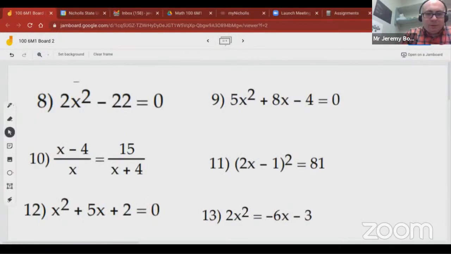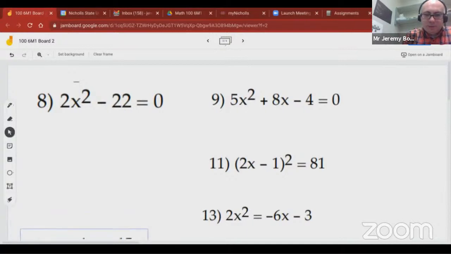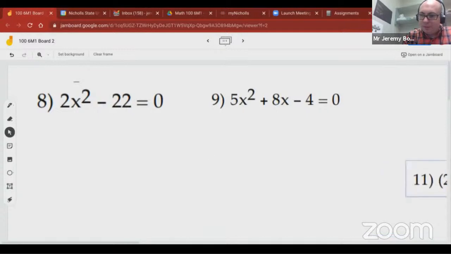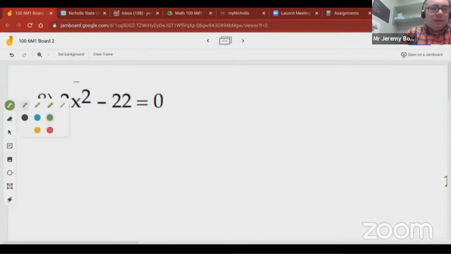All right. So first things first, and this first one could be tough even. It doesn't really fit a lot of stuff we did, but it looks simple. I think it's kind of deceiving. So this first one is you got 2x squared minus 22 is equal to 0. There's a few different ways you can work on this one.